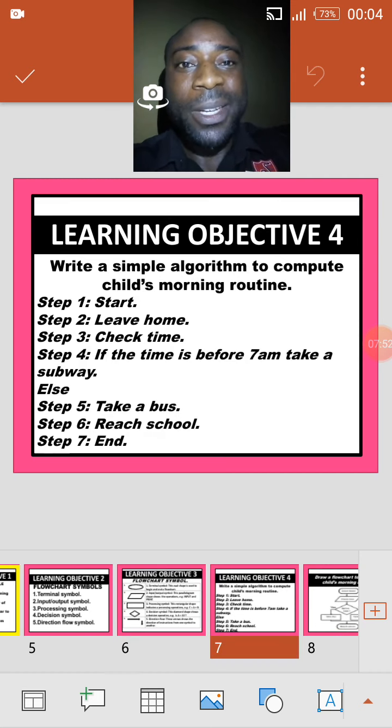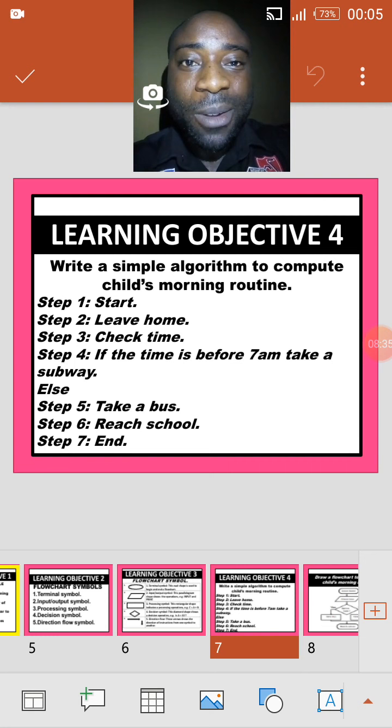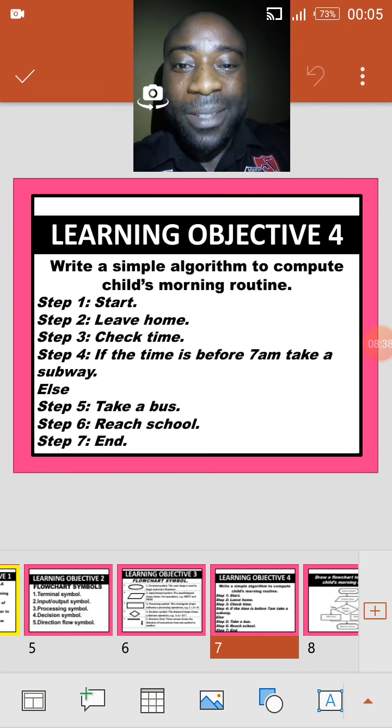Now, let's look at a simple algorithm to compute a child's morning routine. If you want to write this algorithm, what are the steps you are going to take? So let's look at the board. Alright, you need to take step 1, which is start. Remember, I said algorithm must have a beginning and an end. So step 1, start. Step 2, leave home. Step 3, check time. Step 4, if the time is before 7 a.m., take a subway, or else, take a bus.